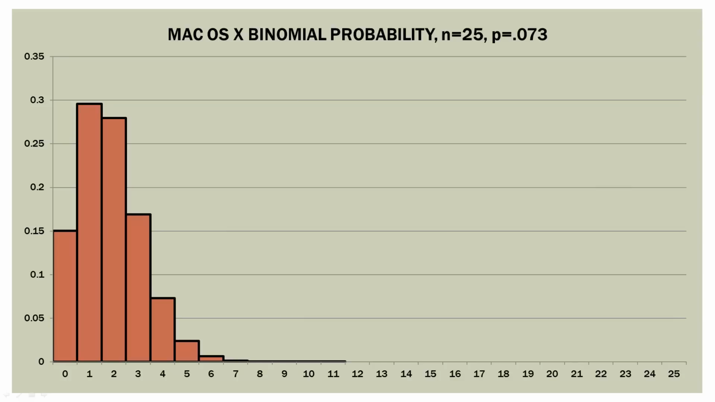Well, we talked about what the axes mean, so that's pretty self-explanatory. But if you notice, the probability of our success was only 7.3%, or 0.073. Because our probability of success is so low, we expect the vast majority of our probabilities in our distribution to be smashed down towards the low end. So, we know that 7.3% of our users are using Mac OS X.